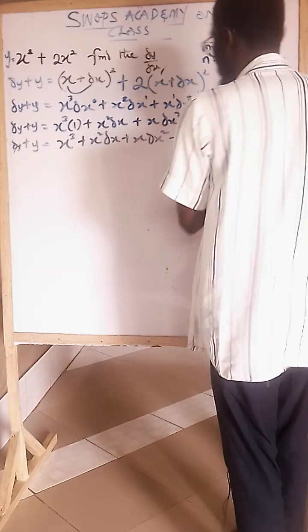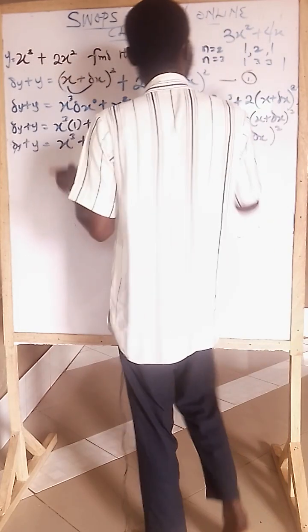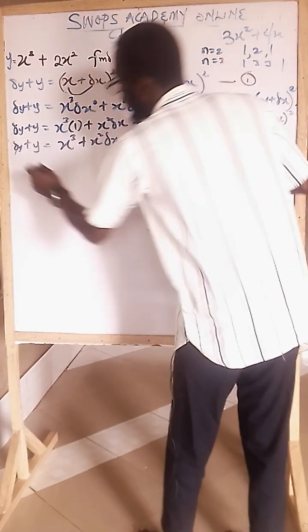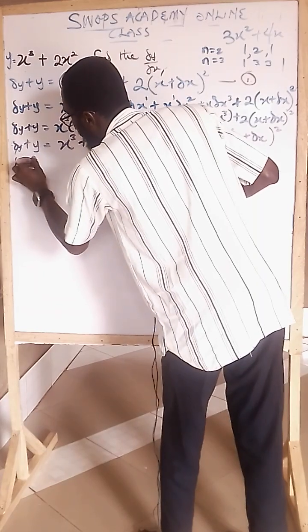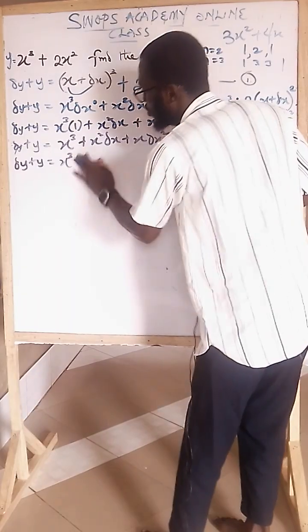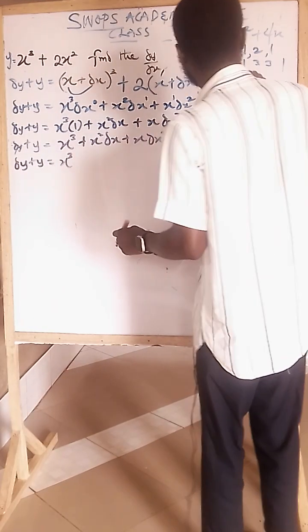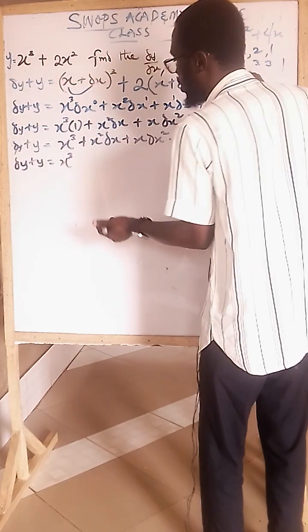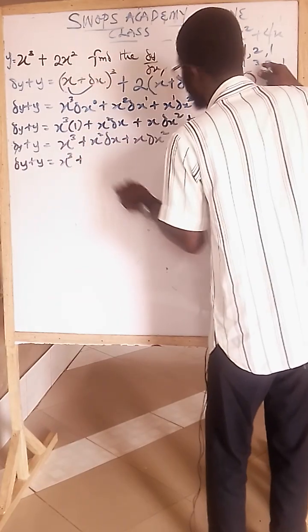Should we do that before we move to this? Let's try and induce Pascal's triangle when n is 3. It will now be dy plus y equals s cube plus s cube. When I put 1 there, 1 times s cube, it is s cube.